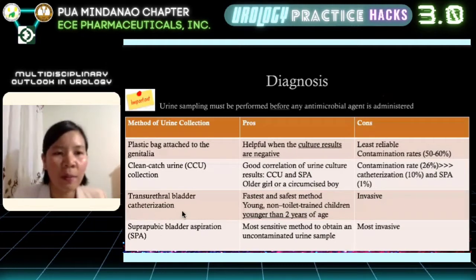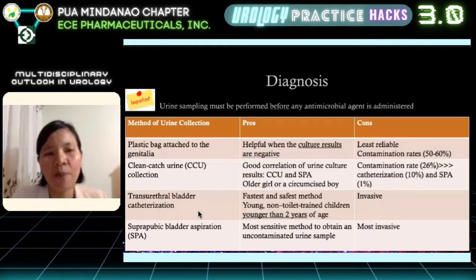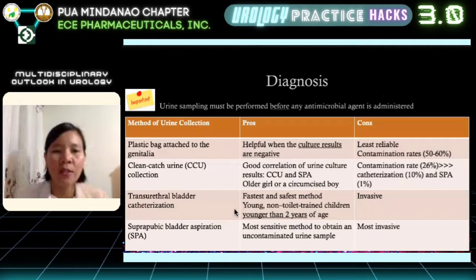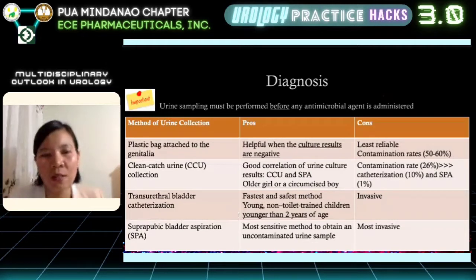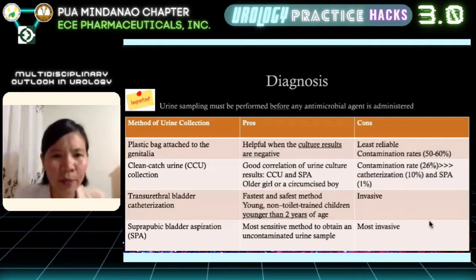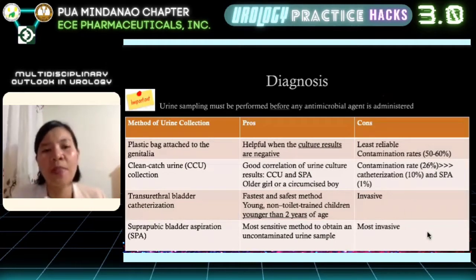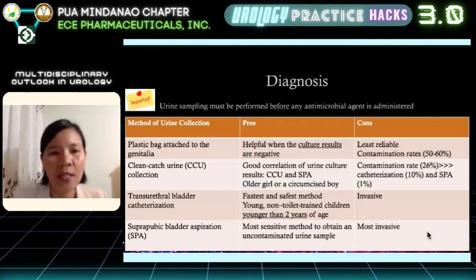Transurethral bladder catheterization is the fastest and the safest method. According to the AAP 2011, it is recommended for collection in young non-toilet trained children younger than 2 years of age, although its disadvantage is that it is invasive. And of course, the most invasive, but the most sensitive method to obtain an uncontaminated urine sample is suprapubic bladder aspiration.